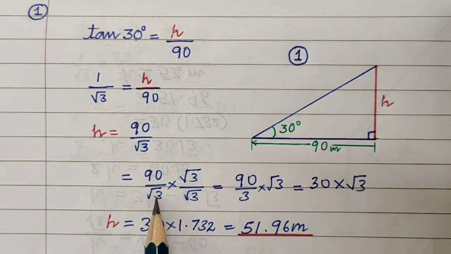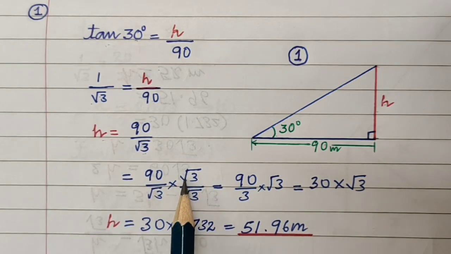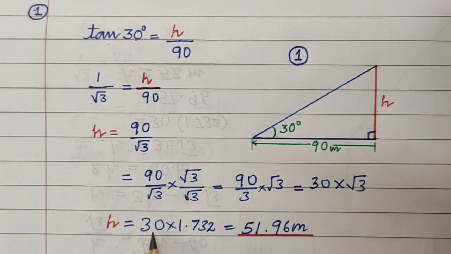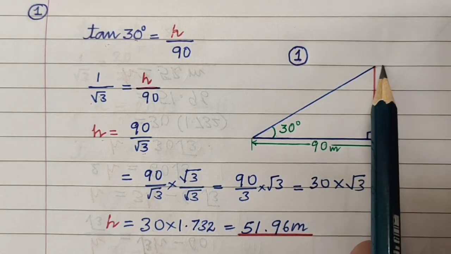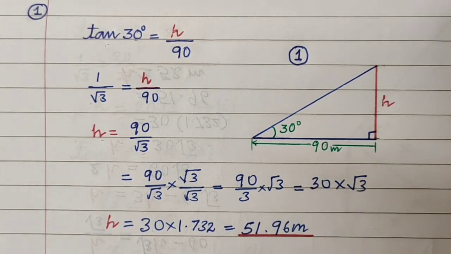To remove this root 3 in the denominator, multiply and divide by root 3. So that will become 90 divided by 3 into root 3. That is 30 into root 3. Root 3 is 1.732, so that is equal to 51.96 meters. That is the height of the tower.